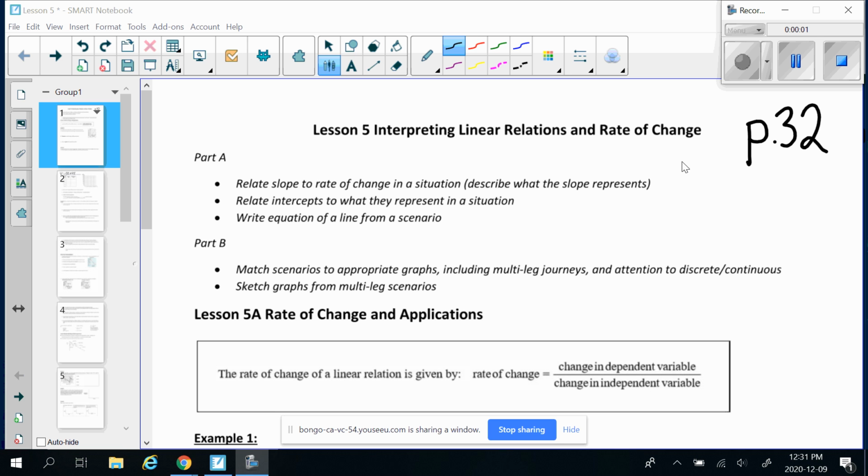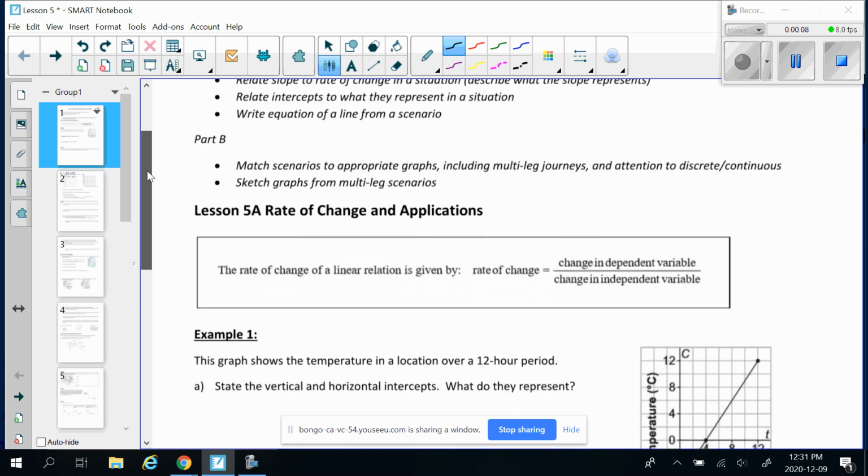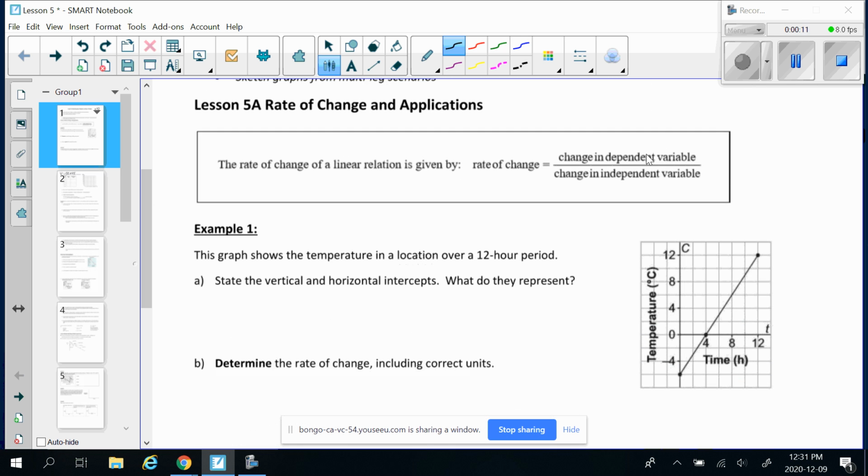This is lesson 5 on page 32 in your booklet, and we're looking at rate of change today. So this is where the word problems come back. We've been given this little formula: the rate of change is the change of the dependent variable divided by the change in the independent variable. In the world of x and y, the dependent variable is almost always y, and the independent is almost always x. So another way to think of this is that it's really analogous to the slope, because the slope is your rise over run.